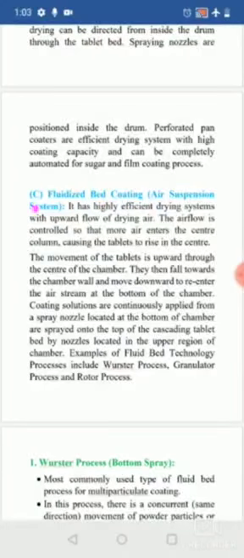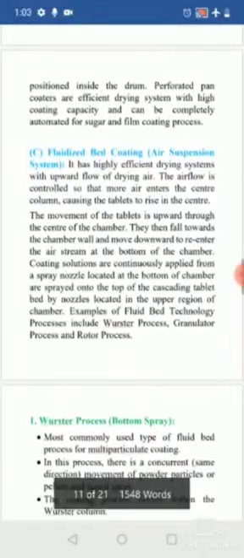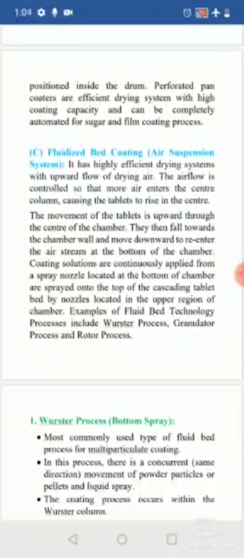At the same time, you are going to insert the coating solution from the bottom. That is going to rise along with the air and coat the tablet, and there will be more efficient coating, because the tablets are going to dry within a fraction of a second. During the rising only, or before falling, the tablets are going to dry.